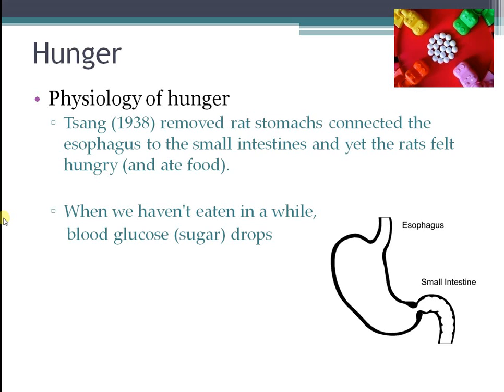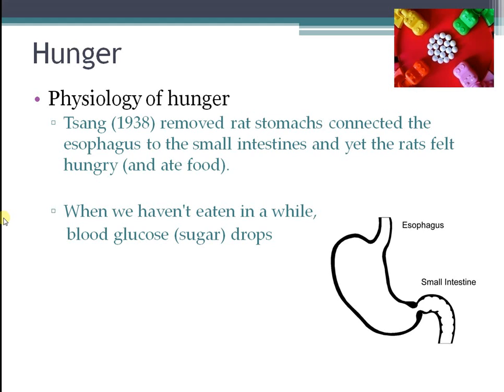They still ate food, right? Essentially, what they did is they removed the stomach and just connected the esophagus directly to the small intestine. So what Cannon and Washburn concluded was that the stomach can't be the only source of hunger, right? It might be one part of this process, but there have to be other things going on, right?